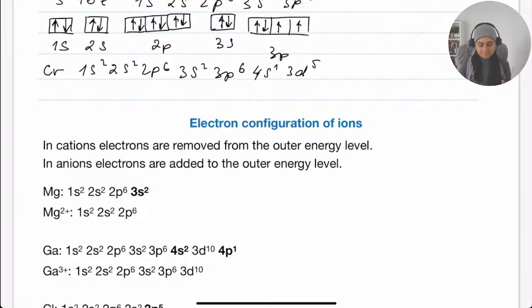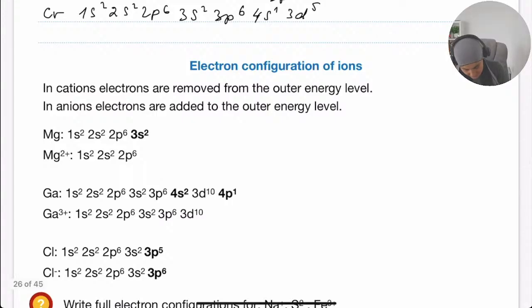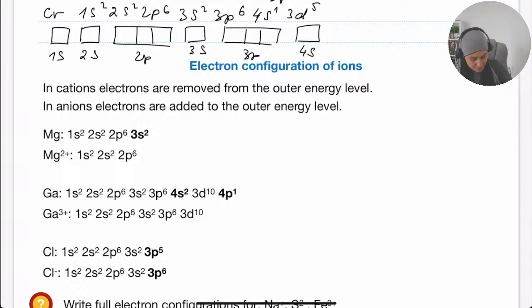Okay, and now let's do the boxes. So 1s, 2s, 2p, p is 3 squares, 3s, 3p, 4s, 3d. D is 5 squares, 5 orbitals: 1, 2, 3, 4, 5. And then I start filling them in.